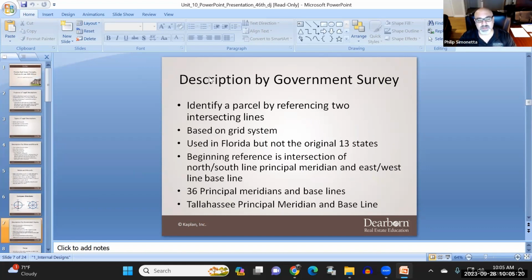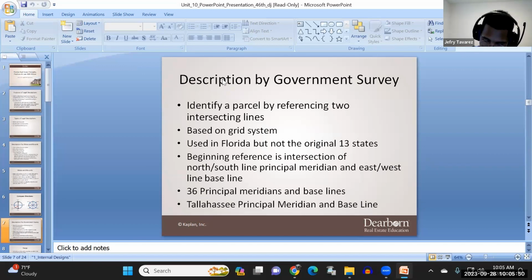Now let's look at the description by government survey. It identifies a parcel by referencing 2 intersecting lines. It's based on a grid system. This is used in Florida, but not in the original 13 states. So here in Florida, we use the government survey, and we also have lot and block as well, which you'll see in a minute.